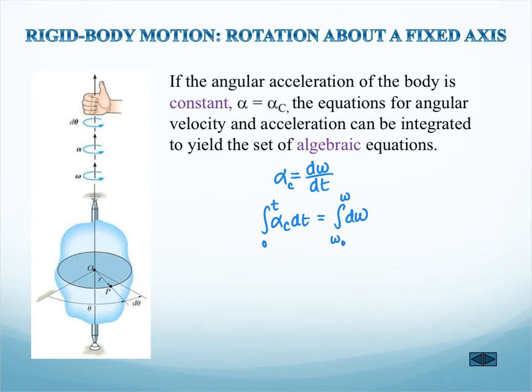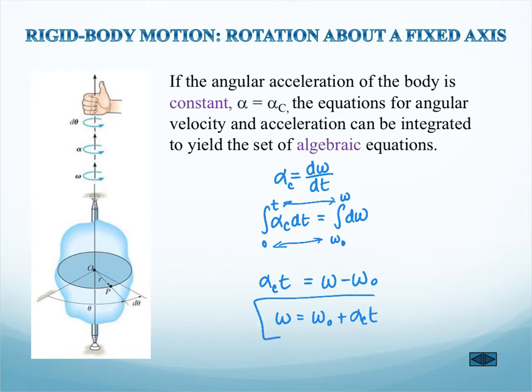And so we're separating our variables. On the left side, we're integrating over time, starting at time equals 0 and going to some arbitrary time t. On the right-hand side, we're starting at the initial angular velocity, omega naught, and going to the final angular velocity of omega, which both correspond to the same time. So alpha c times t, when we integrate, is equal to omega minus omega naught. So omega can be expressed as omega naught plus alpha c t. And so that becomes one of our expressions for the constant acceleration problem.